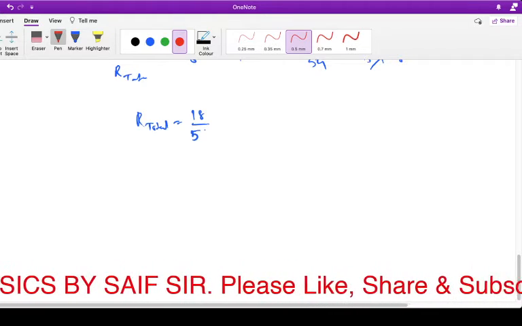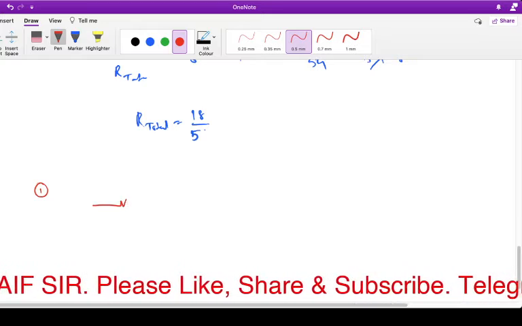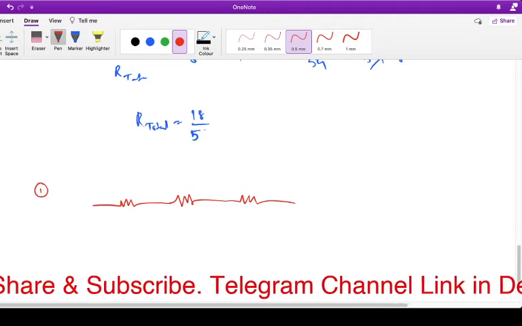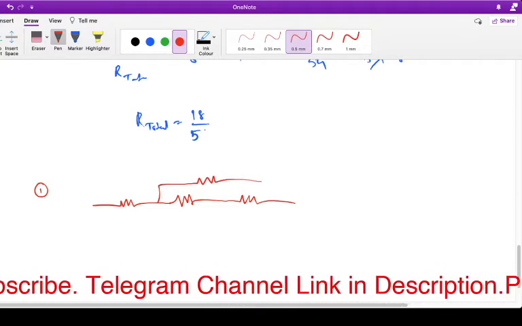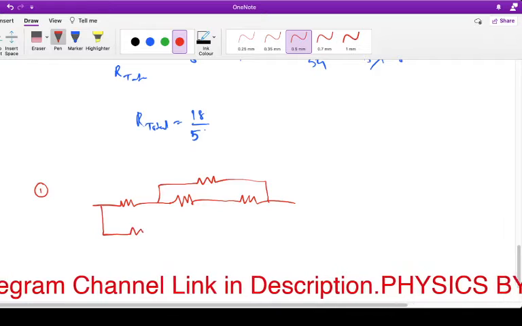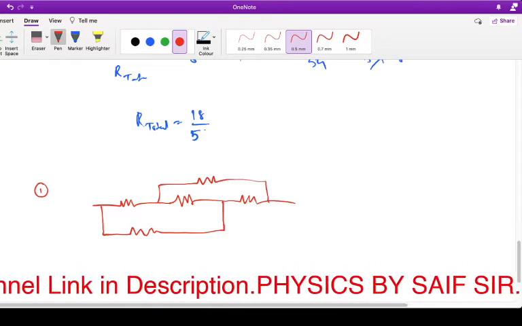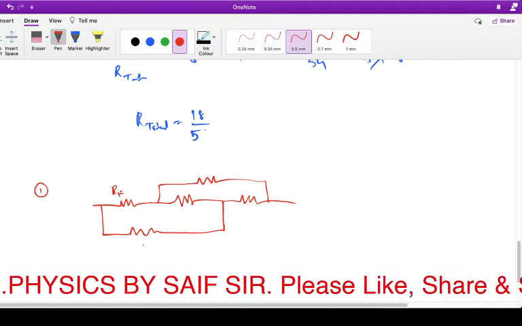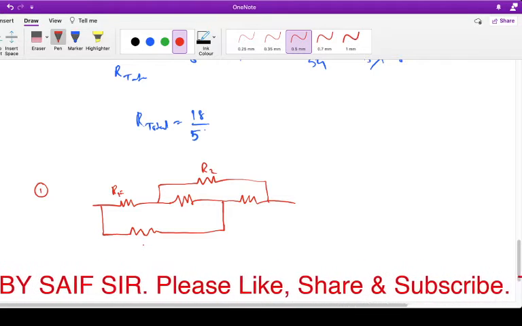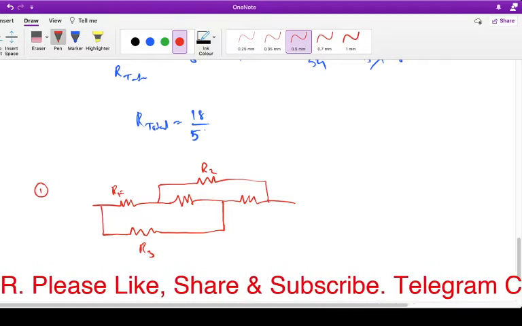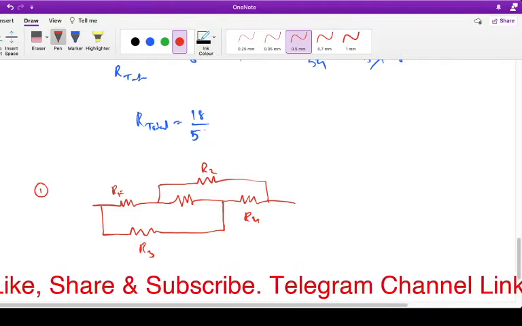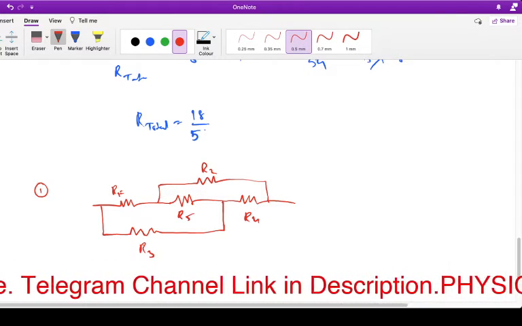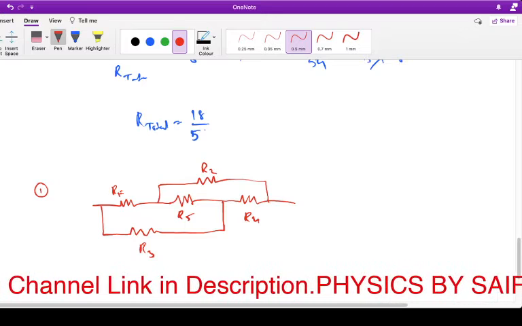So one such example is like this one. If the circuit is drawn in this form, okay, the same circuit R1, R2, R3, R4, okay, this is R5. Now if this circuit diagram is given, what you can do, you can easily identify it as a Wheatstone bridge.